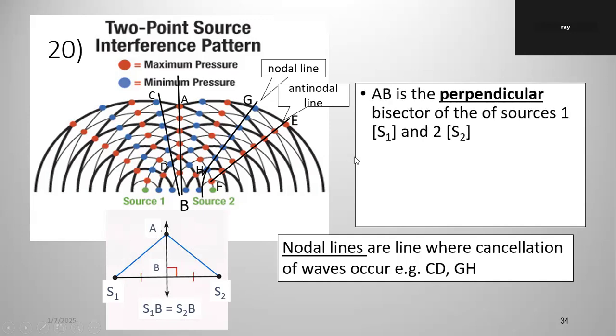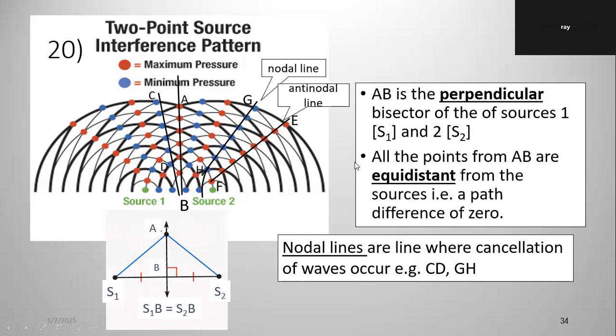AB is a perpendicular bisector of the sources S1 and S2. All the points on AB are an equal distance from S1 and S2. So the path difference is 0. So path difference 0, constructive interference. Crest meets crest, trough meets trough.